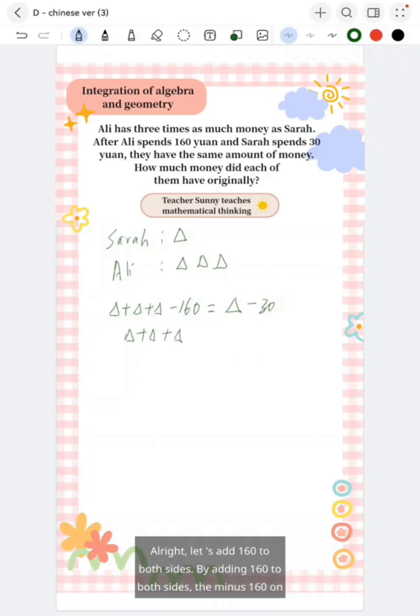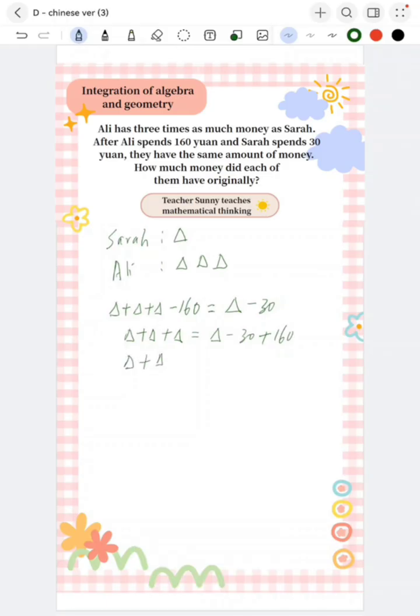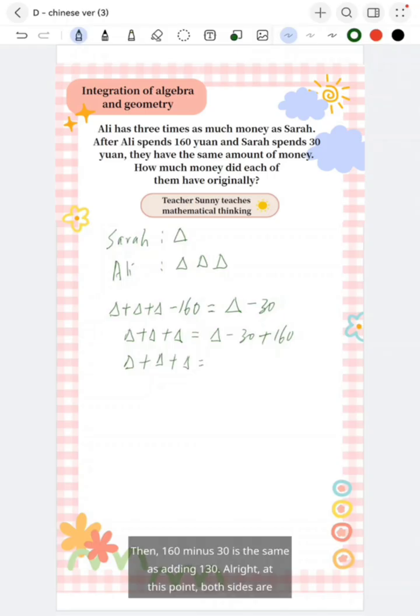Alright, let's carefully add 160 to both sides of the equation. By adding 160 to both sides, the negative 160 on the left side is cancelled out, and on the right side, we simply add 160. Okay, let's now simplify this expression. Then 160 minus 30 is the same as adding 130.